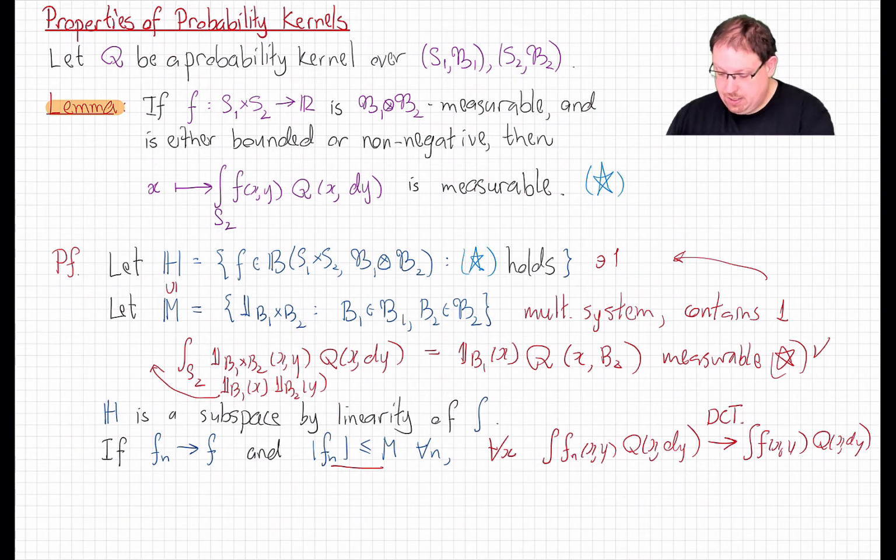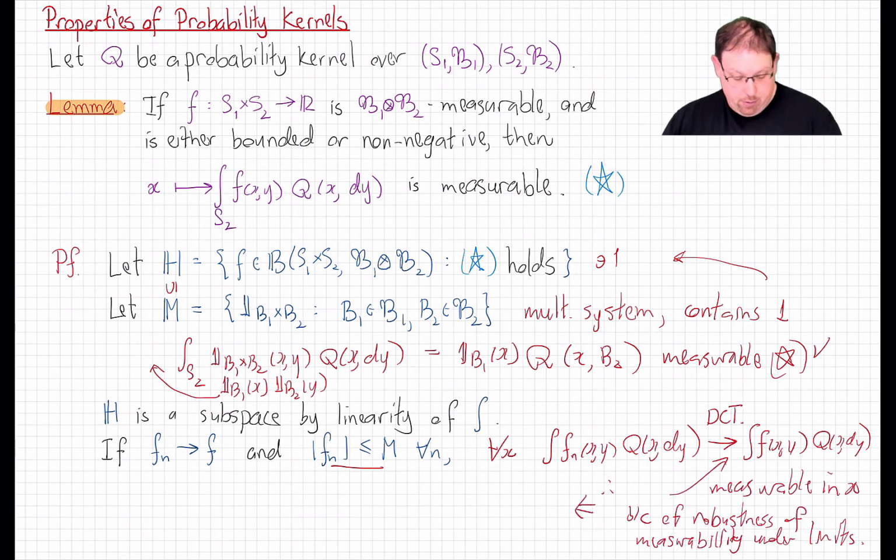So that shows that this function of x, which we're interested in, is the pointwise limit of these functions of x. But these functions of x, since these are in H, are measurable functions, and therefore this is a measurable function of x, because measurability is preserved under pointwise limits. Thus, we have shown that H is closed under bounded convergence.